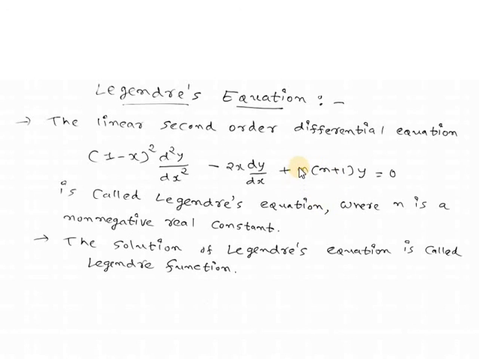So in this lecture we have discussed the second possibility of case 3 of the Frobenius method and Legendre's equation.